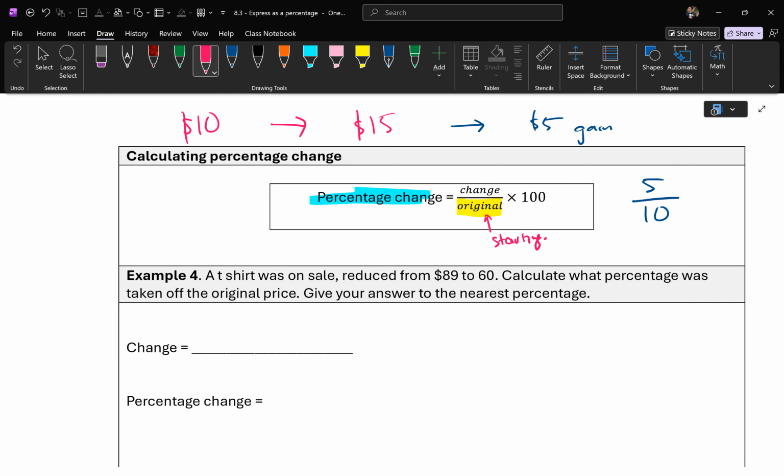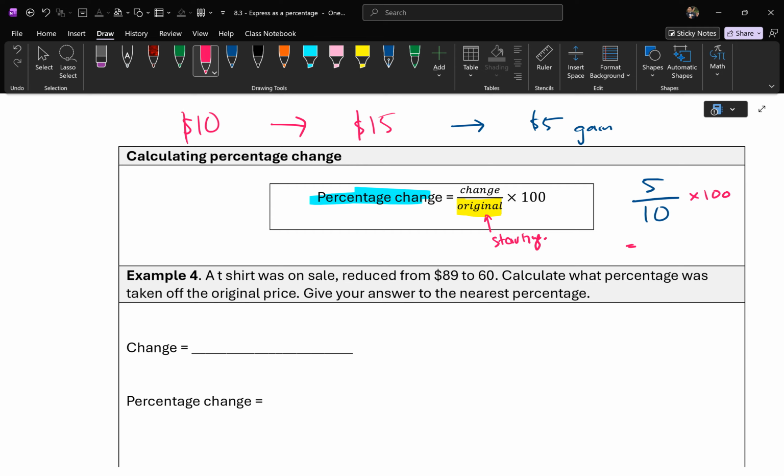So you got 5 out of $10. $10 is what you started with. You gained $5. Now, what is that as a percentage? Again, how do you change to percentage? Times it by 100. Now, logically, you guys don't need to calculate for this bit. 5 out of 10 is what as a percentage?